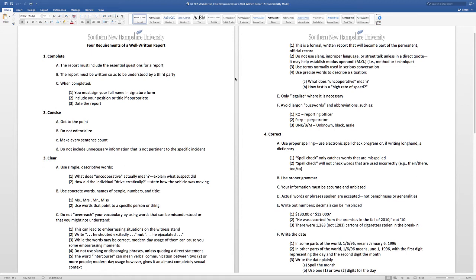So if we look up here where it says complete, it must include the essential questions of a report. We all know what those 6 questions are: who, what, when, where, why, and how. Then the report must be written so as to be understood by a third party, not necessarily another police officer. And when it's completed, you must sign your name or signature and include your position, if appropriate. That may be one of the things you would want to write about, because then you would pick a criminal justice example.